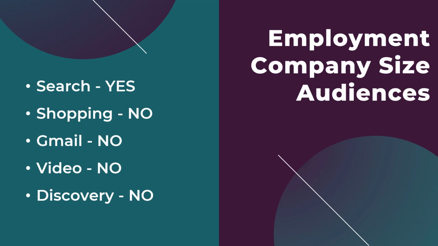There are two main categories under the employment section, and the first one is company size. So if you want to look at detailed demographics based on these company sizes, you can only use it for your search campaigns. The other employment segment is going to be industry. And just like company size, we can only use the industry detailed demographic for our search campaigns.